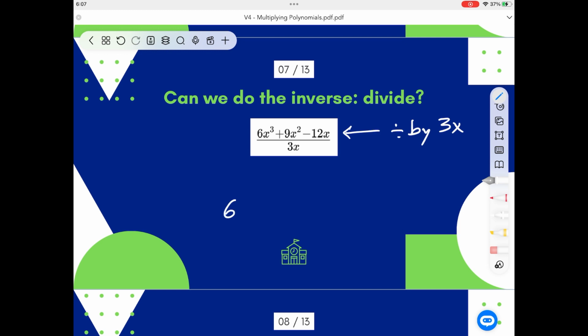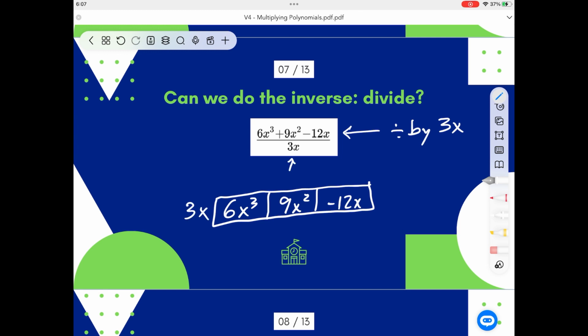So we put the top part inside of an area model in one big row. So 6x cubed, 9x squared, and minus 12x. And then we take our monomial, the single term that's on the bottom that we're dividing by, we write that in front. And now we sort of work backwards. Can we figure out what could go on the top?